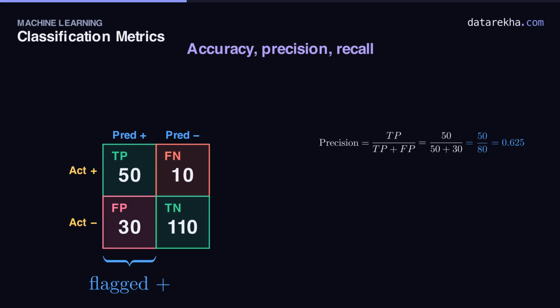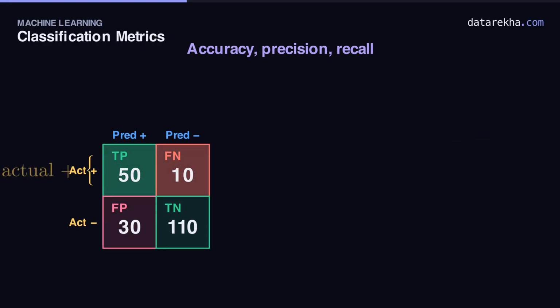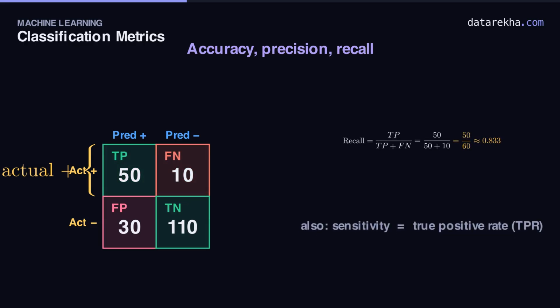Lots of false alarms. Recall flips to the truth. Of all the patients who actually had the disease, how many did we catch? That's the top row. True positives over true positives plus false negatives. 50 of 60 real cases. About 0.833. Low recall means we're missing real cases. You'll also hear recall called sensitivity or the true positive rate. Same formula, same idea.